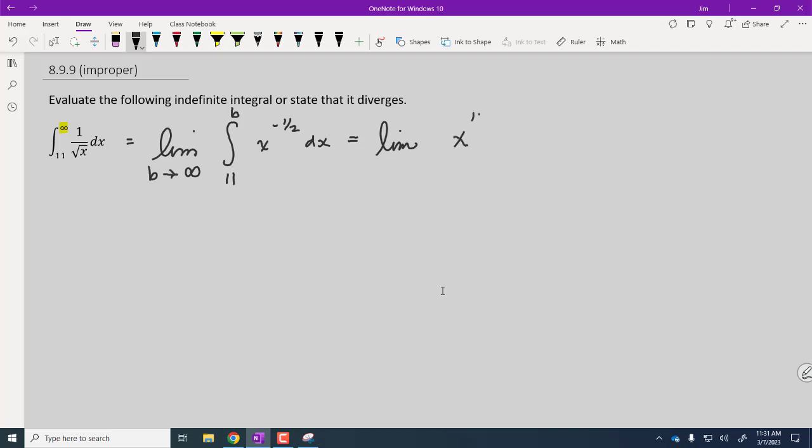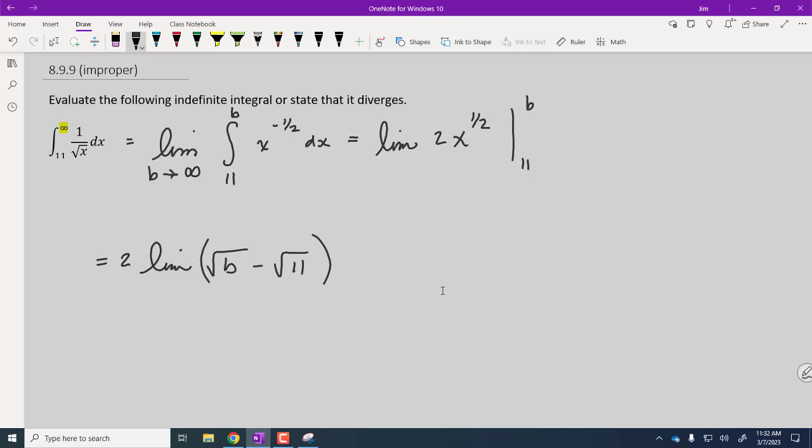So we're going to get x to the 1/2 divided by 1/2 from 11 to b. First we evaluate the definite integral. The limit part just comes along for the ride. We'll evaluate the limit in a moment. We can pull the 2 out to the front. It's not going to change much here, but usually it's easier to evaluate a limit when there's not a bunch of extraneous multiplication and division.